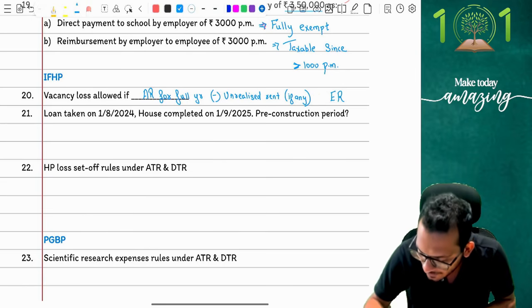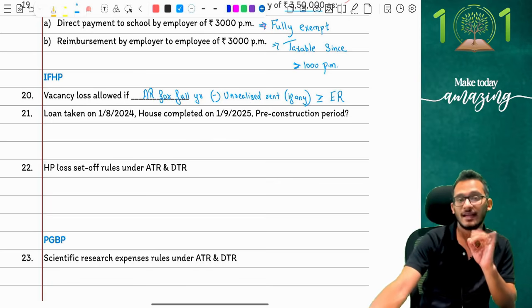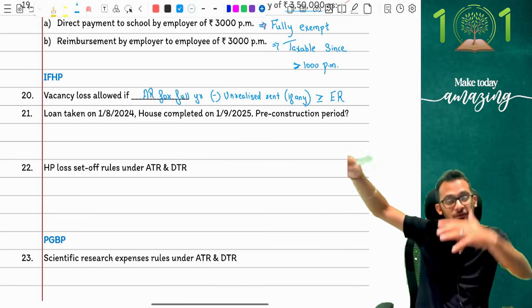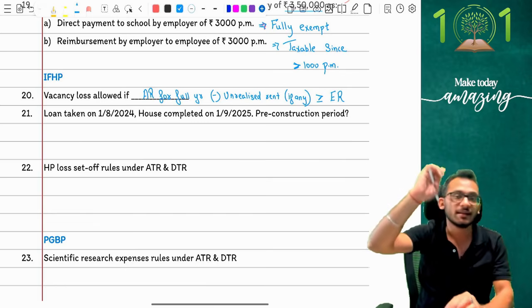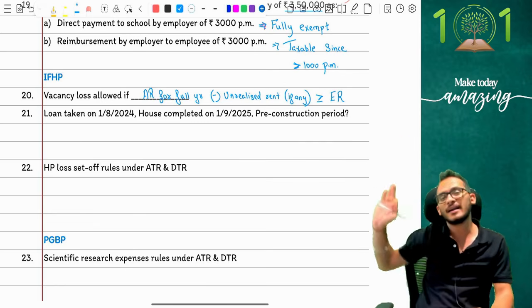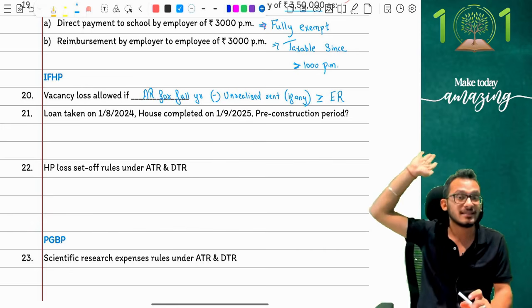Clear with me on this, people? Vacancy loss has been tested in exam multiple times and students don't realize the vacancy loss calculation properly. So be very, very careful. I'm going to give you vacancy loss only if my actual rent for the full year, meaning ignoring the vacancy period, minus the unrealized rent has exceeded my ER. Only at that stage can you go back and tell the income tax department that, sir, I was trying to be a good boy. Had vacancy not arisen, I would have been a good boy.